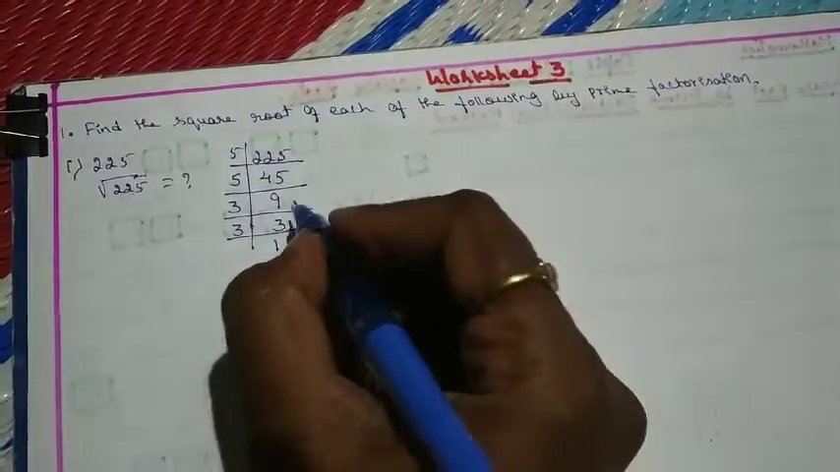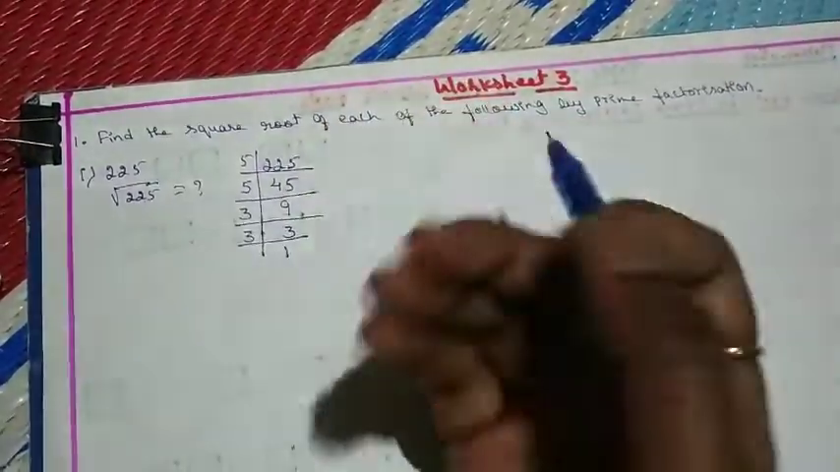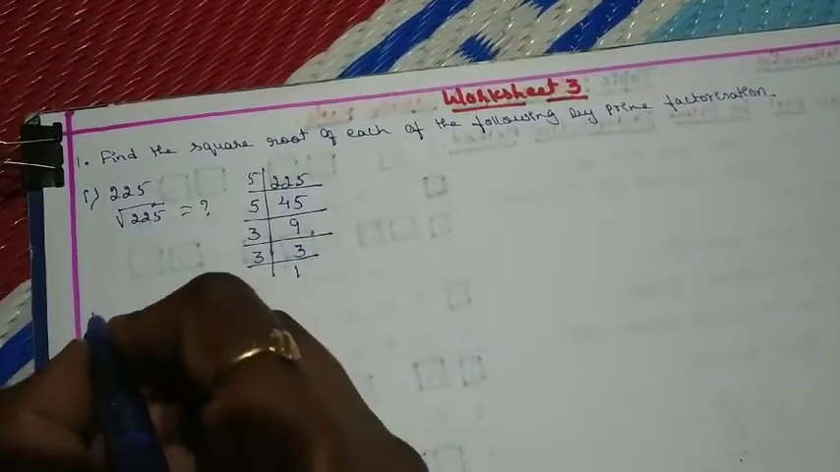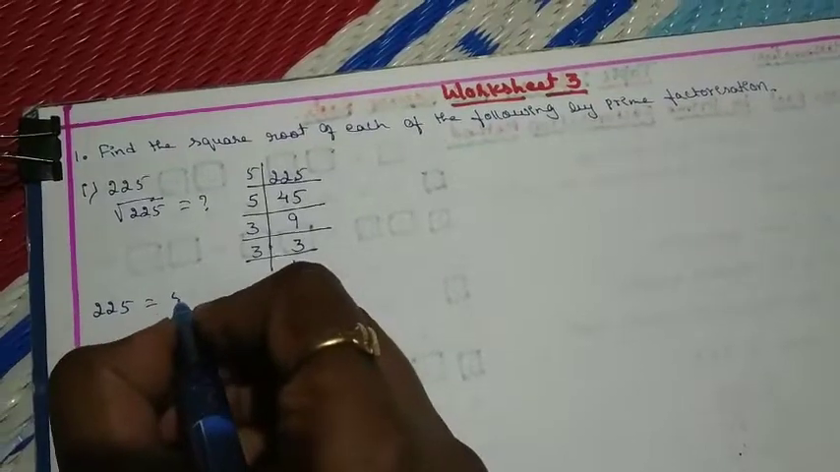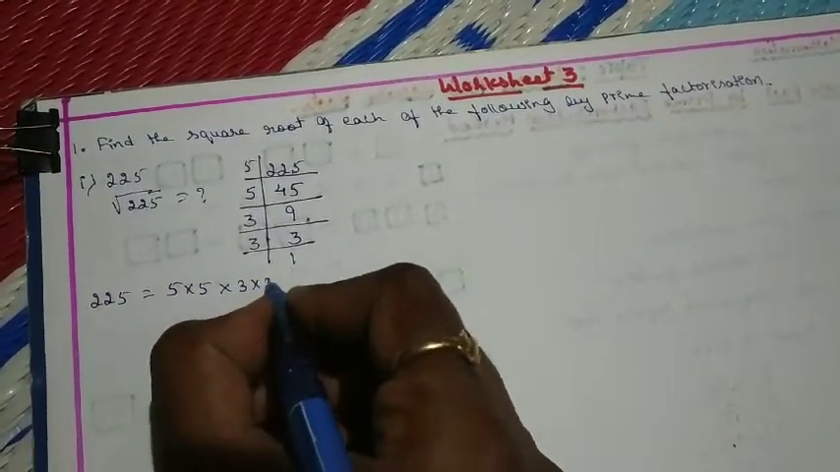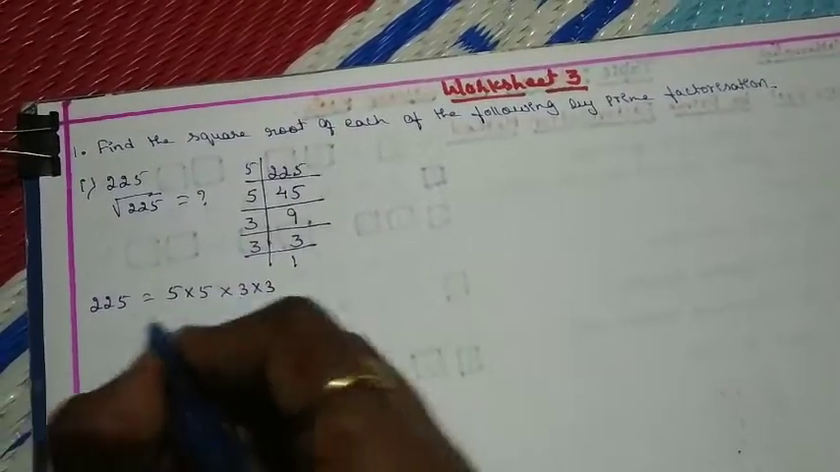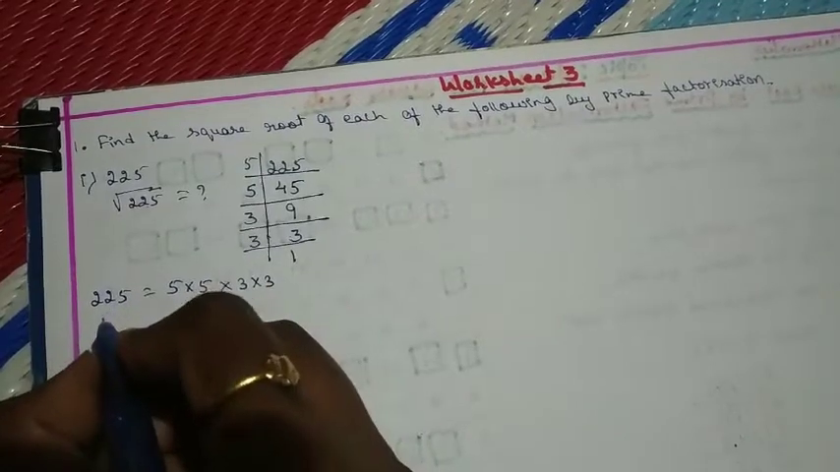Some may have a doubt, madam: for 225, can I go with the 3 table first? Yes, you can go with that also, children. Now 225, I can write it as 5 into 5 into 3 into 3. Don't write into 1, because 1 is not a prime number. It is a factor but not a prime number.